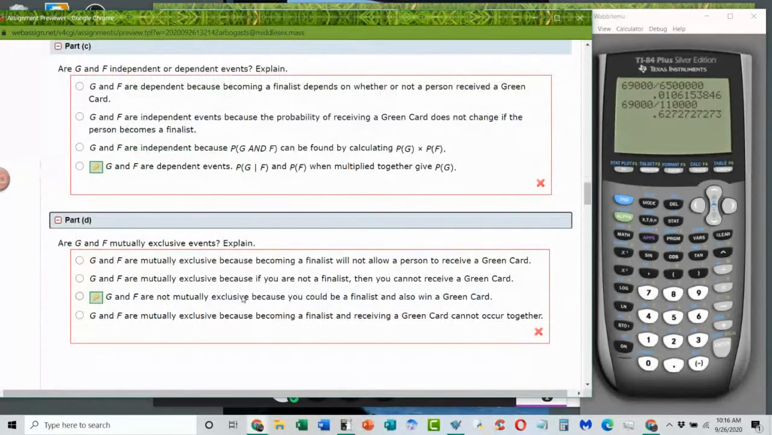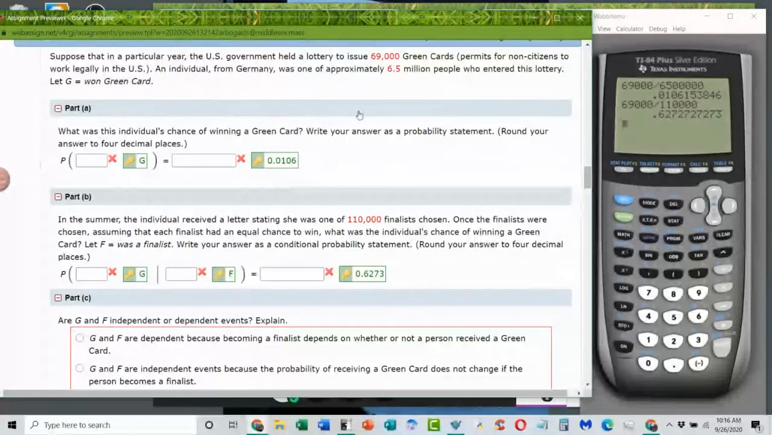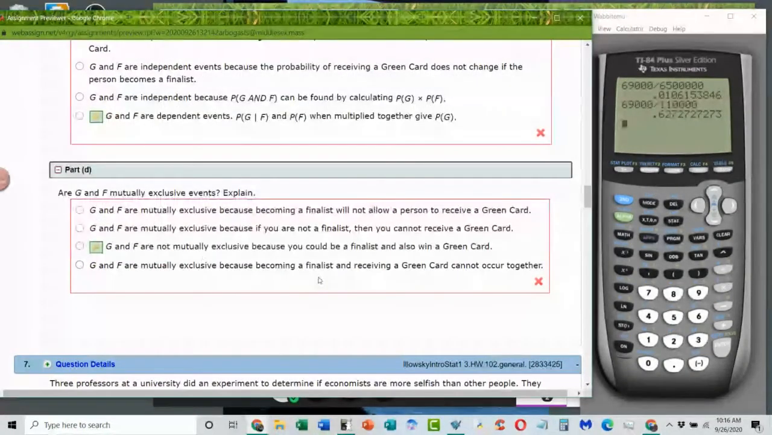And then, are they mutually exclusive? No, because there's an intersection of those. The people who were finalists got the green card. There were 69,000 of them. So there is an intersection of those.